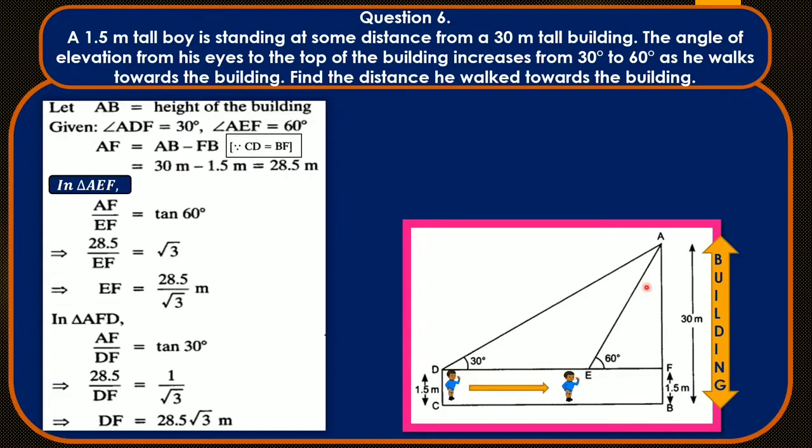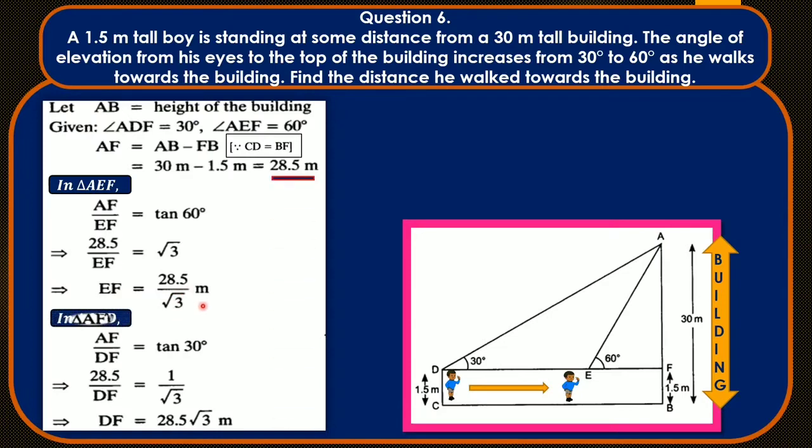Now first of all I will consider this. Here basically we have two right triangles. So first of all I will consider this triangle AEF, in which I need to find EF, means base. So here perpendicular is given to you as 28.5. So here we can take tan theta as perpendicular upon base, means tan 60 degrees equals AF upon EF. Just substitute the values, we'll get the value of EF as 28.5 divided by root 3 meter.